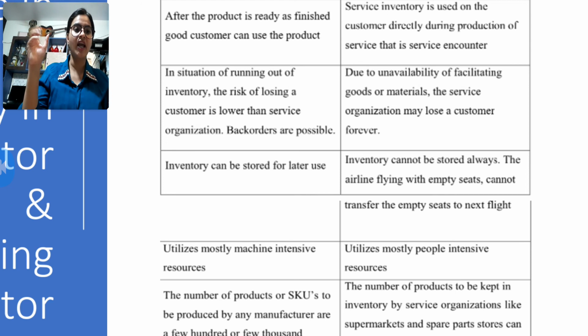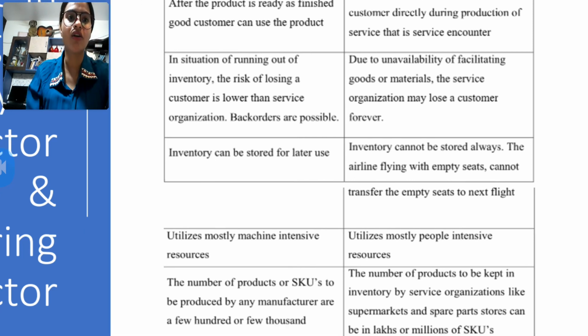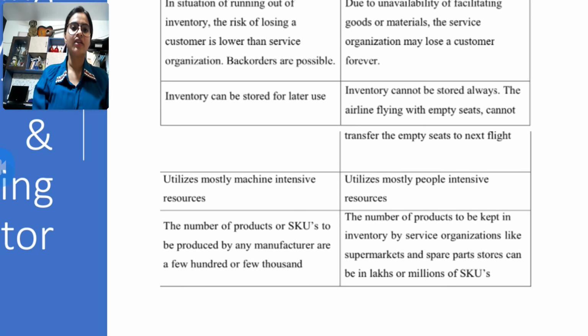For example, if I have an airline, and the airline has empty seats, then those empty seats cannot be transferred to the next flight. So that is a disadvantage of service. All right. So here it utilizes mostly machine intensive resources. Here it utilizes mostly people intensive resources.